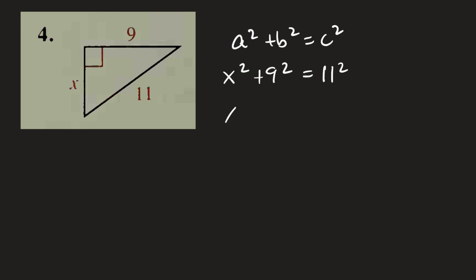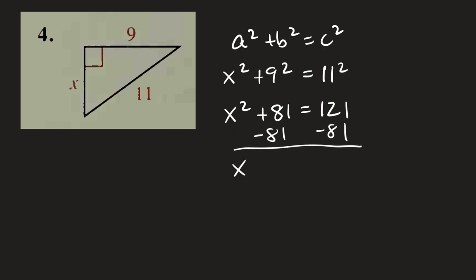x squared, I'll keep that as x squared. 9 squared is 9 times 9, 81. 11 squared is 11 times 11, 121. Now we've got to solve this equation. You've got to subtract 81 from both sides. And you get x squared is equal to, that's 40.